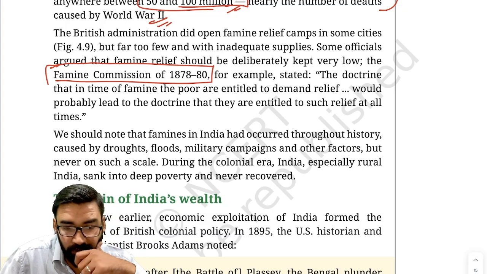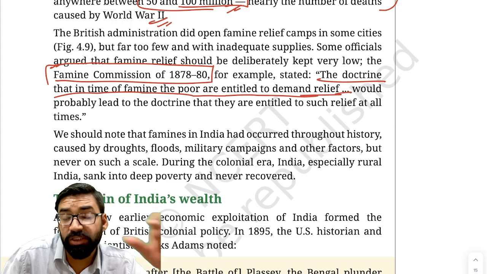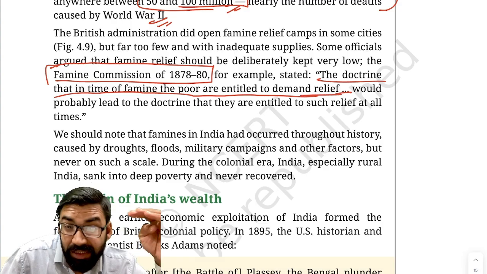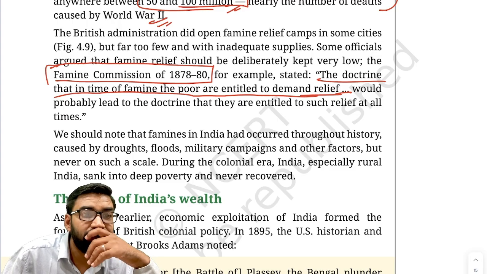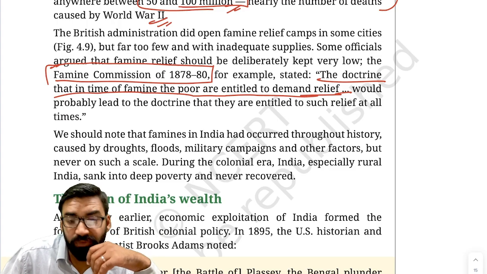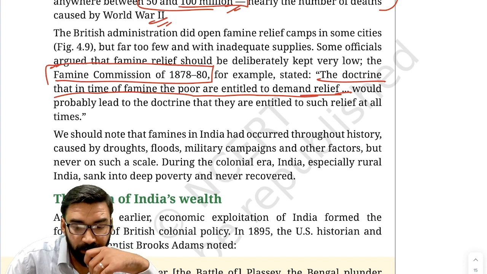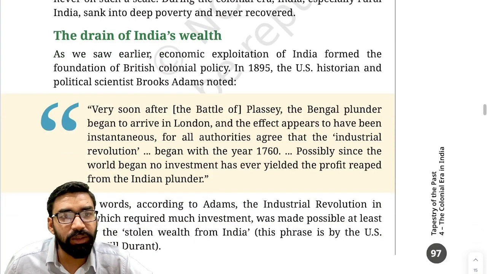Now, famine commission was created, and it says that the doctrine that in time of famine the poor are entitled to demand relief. This famine commission said that state needs to give them relief. Clear, and that is why in future you will see one famine law will come into the picture. Fine. Okay. Now, after this, drain of wealth.